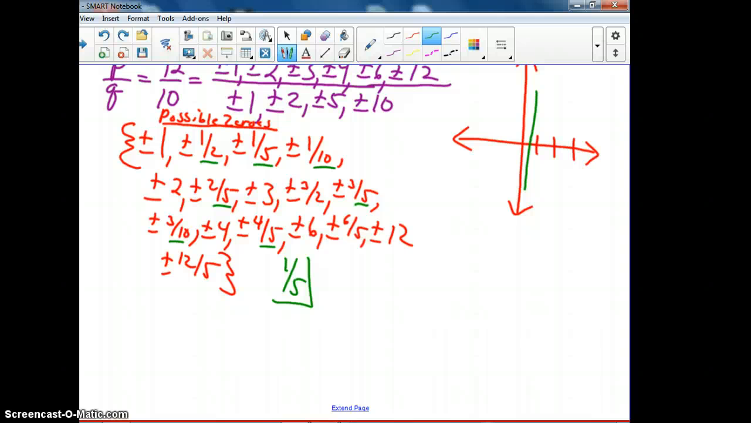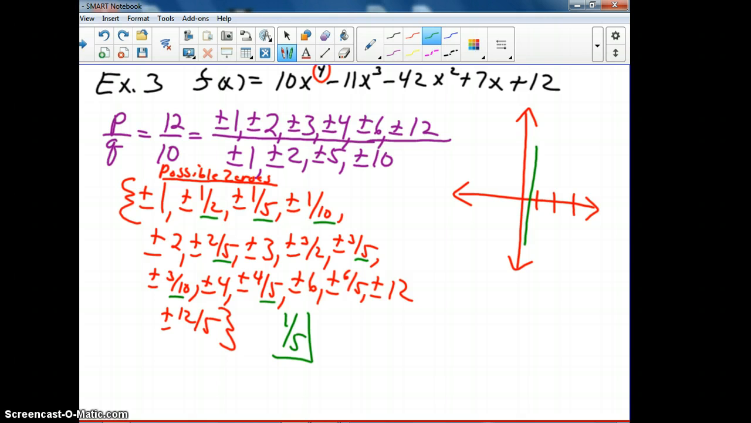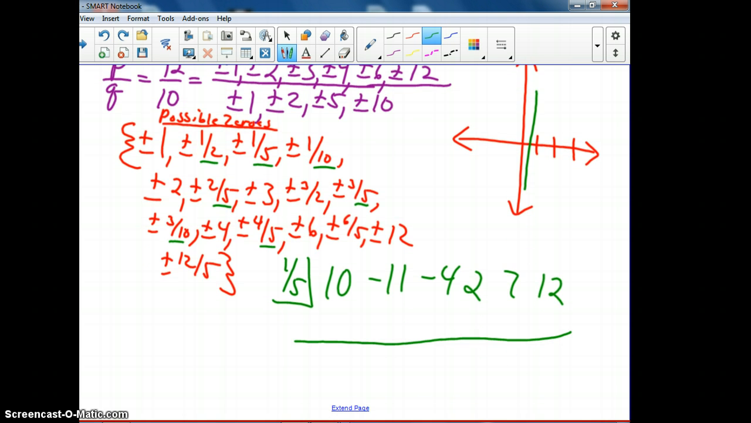All right, so you go to 1/5, right? And then what you have to do is put the numbers down, right? So we got 10, -11, -42, and 7 and 12, right? Okay, and now does that give you 0? Did you do 1/5? You got one? Why is it? 3/5. Okay, so you think 3/5 is one? Okay, all right, well we'll try 3/5 then, because we got somebody. So let's try 3/5.